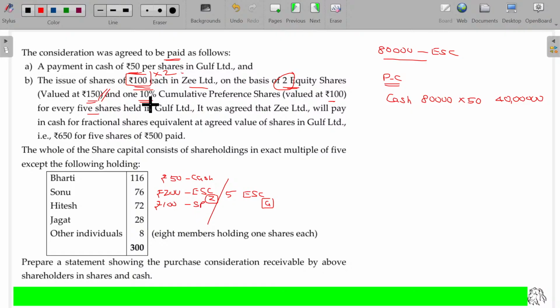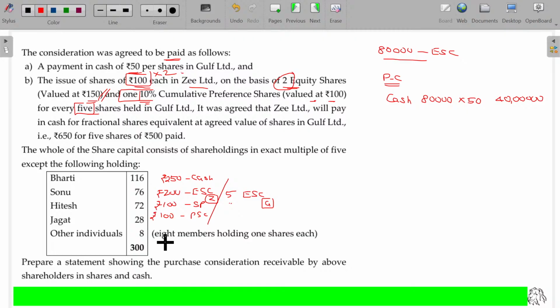Apart from that, 10% cumulative preference shares valued at rupees 100 are also offered. How many preference shares? 1 preference share is offered for every 5 shares. So that will be another 100 rupees. This is preference share capital. 50 rupees per share for 5 shares. For 5 equity shares, the cash being 250.